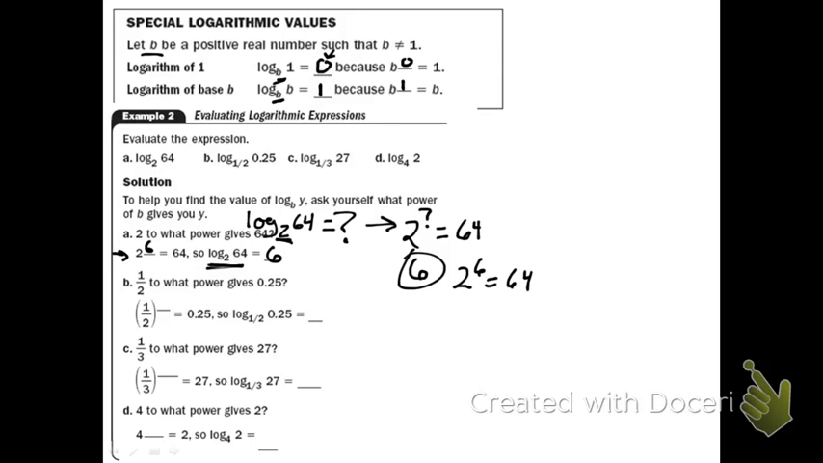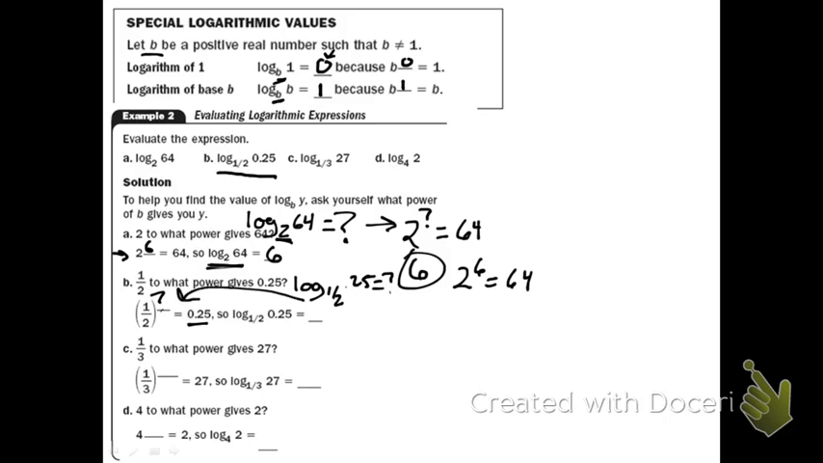So for part B, if you have log base a half of 0.25, really what you're asking yourself is 1/2 to the what power is going to give me 0.25. Again, if you want, you can always start by writing it like this. Log base a half of 0.25 equals what? Right? That's what we're trying to find. And so if I write that in exponential form, that's what I'm getting there.